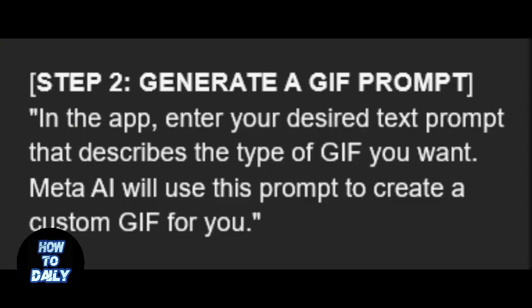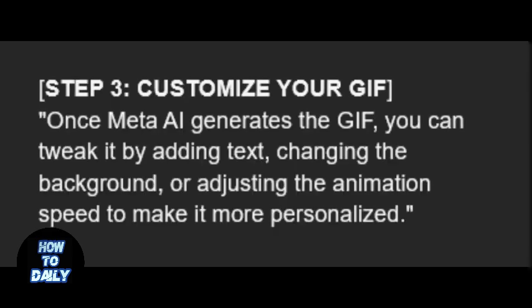In the app, enter your desired text prompt that describes the type of GIF you want. Meta AI will use this prompt to create a custom GIF for you. Now once Meta AI generates the GIF, you can tweak it by adding text, changing the background, or adjusting the animation speed to make it more personalized.